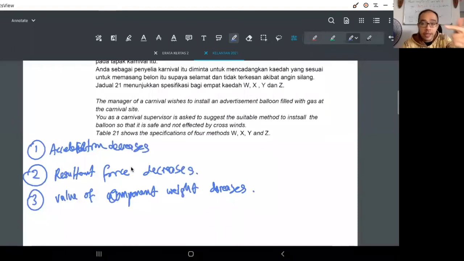Acceleration decreases, therefore the resultant force will decrease. Sorry, the acceleration decreases because the resultant force has decreased. Okay, this is in line with Newton's second law. Okay, semakin kecil the resultant force, semakin kecil the acceleration. Why would it be this one?